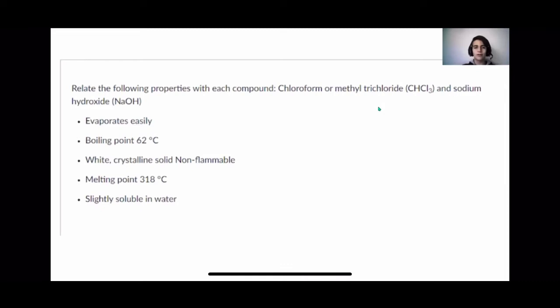Hello. Now I'm going to present the questions that I got in the integrative activity part 2. Here it says to relate the following properties with each compound. Here we have methyl trichloride and sodium hydroxide. First, we need to see which one is organic and which one is inorganic.